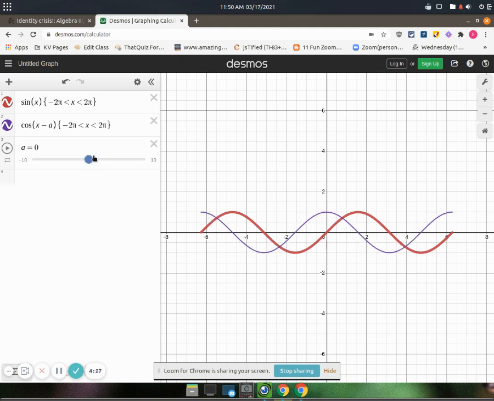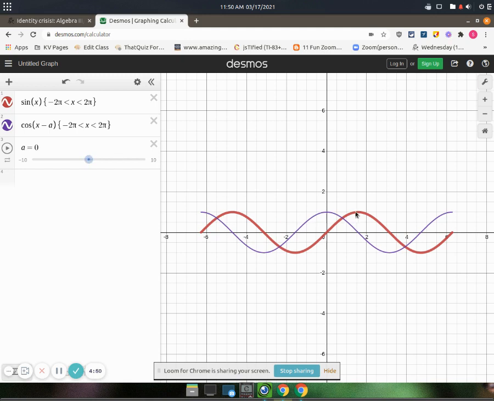But if I want to shift it to the right pi over 2 units, I'm going to drag this until my a value here is equal to pi over 2, which is about 1.6, 1.7, somewhere in there. Okay, so you can get from cosine to sine by shifting it to the right.